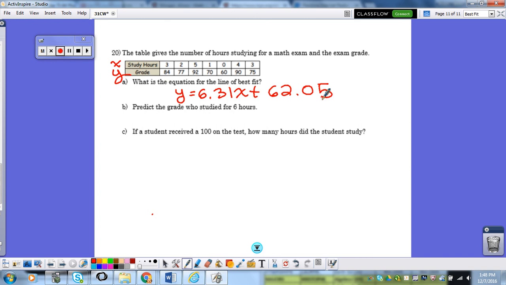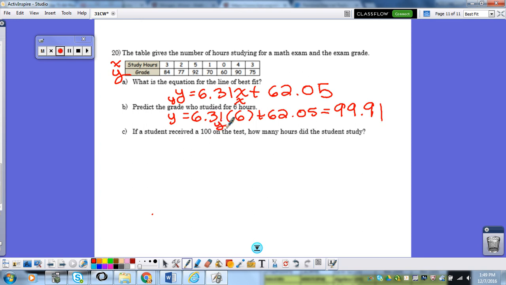Letter B says predict the grade, so that's the y, for a student who studied for 6 hours. Hours is x. Which one do you have a number for? You have a number for x, so you plug it in. Y equals 6.31 parentheses 6 plus 62.05. You can type that into your calculator, and you're going to get 99.91.